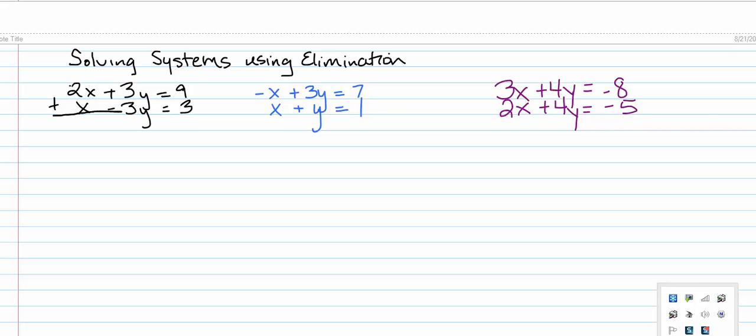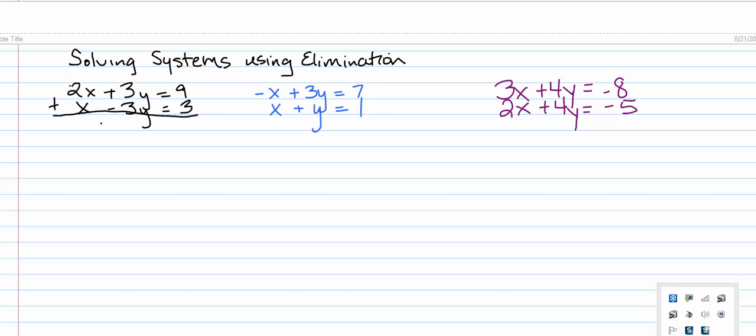Now, the nice thing about the system that I have here in the black is that the numbers in front of the y are exactly the same numbers. They're both 3's, but the signs are opposites. One has a positive and one has a negative. And I think we all know what happens when we add together 2 opposites. We end up with a value of 0. So that's why we're going to add these 2 equations together. We're going to add them together to eliminate the y value temporarily.